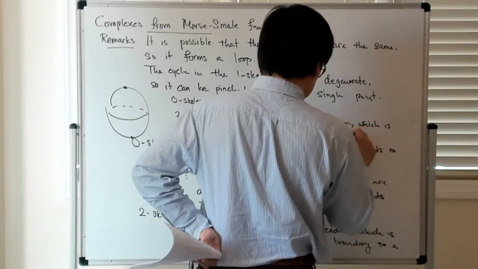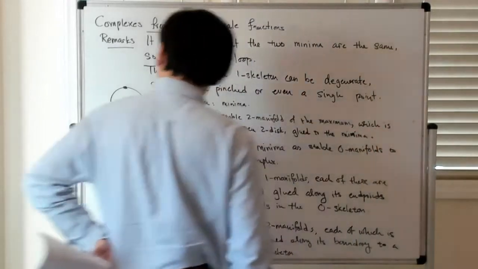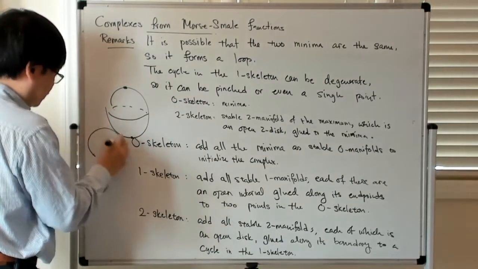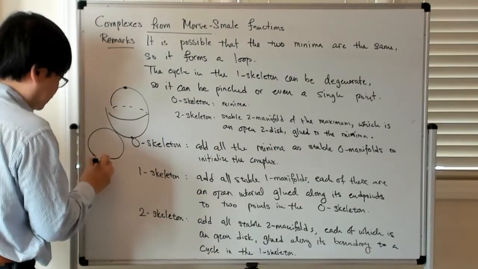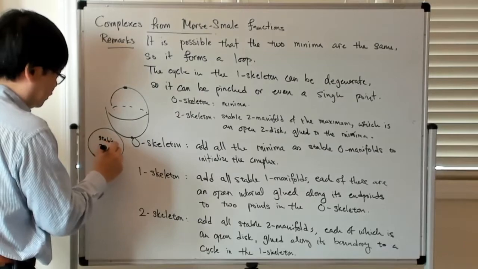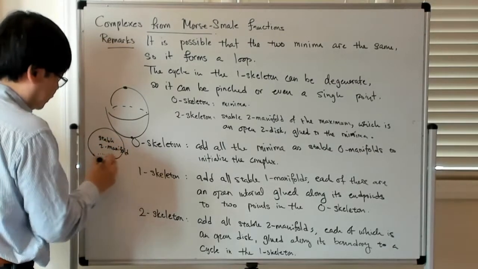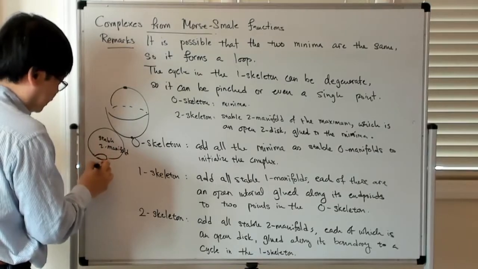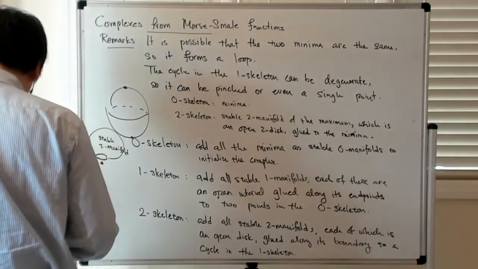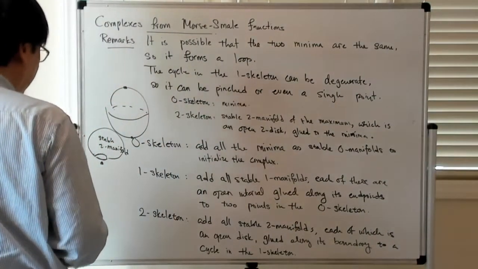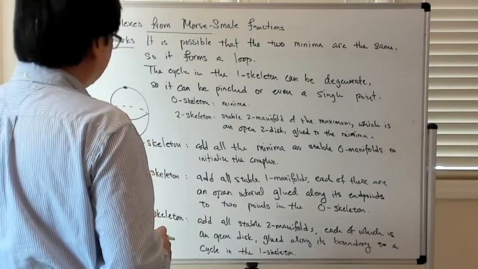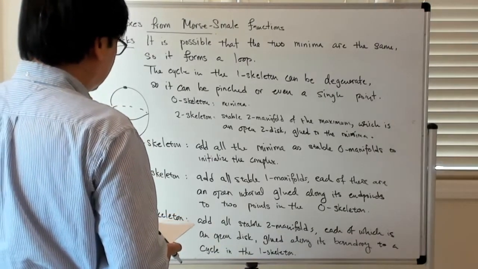The way to think about this is that you have a piece like this, which is the stable two manifold, and then it's glued to this point, where this part is identified with this point. That's basically what's happening in that situation. But in any case, you can still think of this as a complex, and in particular, you can still do homology on all of this.